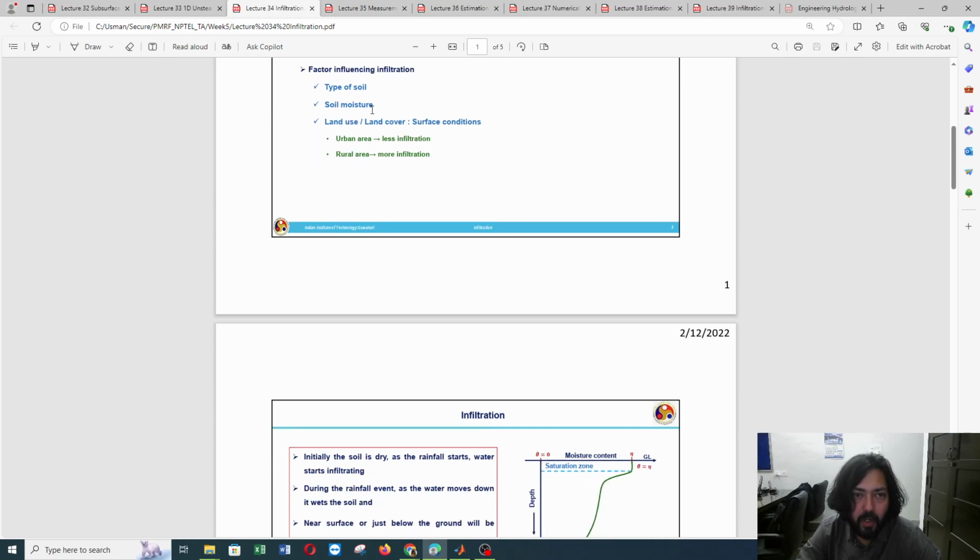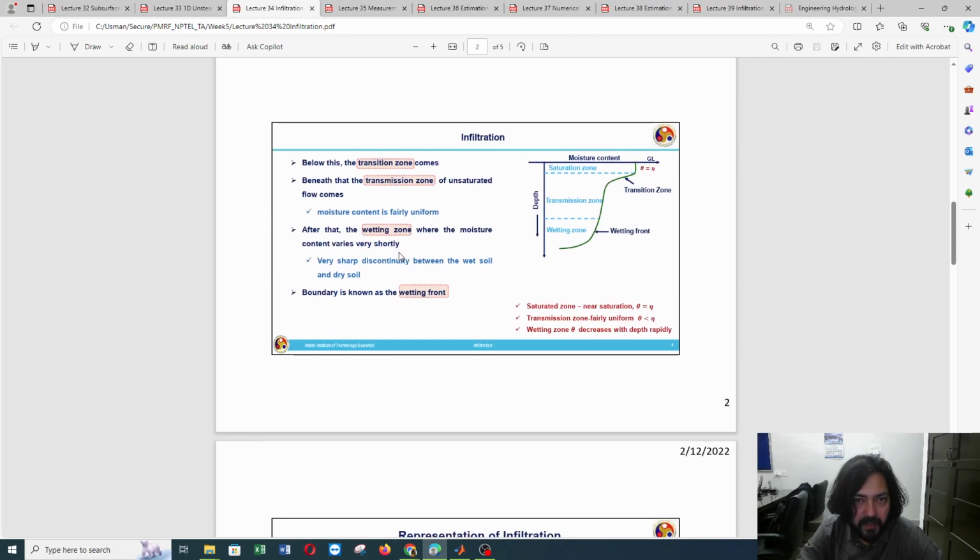Then we looked into soil moisture. If the soil moisture is higher, the infiltration will be less. Then we looked into land use, land cover, where we looked at whether the cover is vegetated or urban. Obviously for urban the infiltration will be less because of the surface condition. It will have a concrete surface, but when we talked about a vegetated surface, it will be exposed to soil, so obviously the infiltration will be more on that kind of surface.